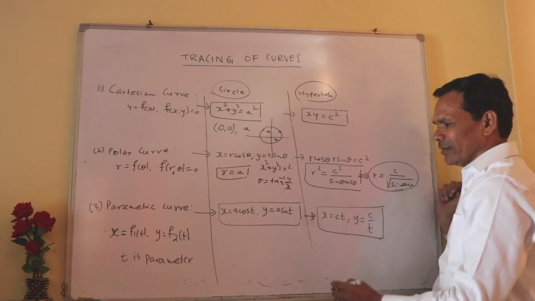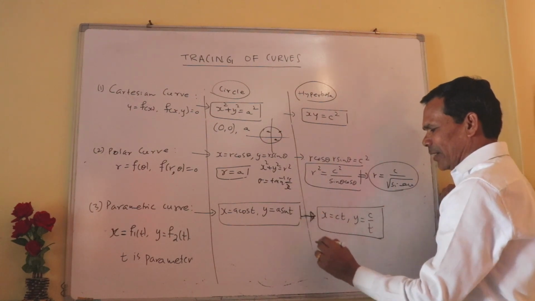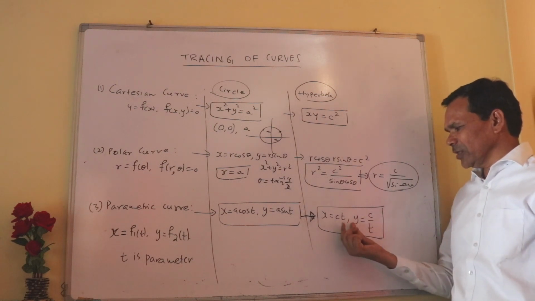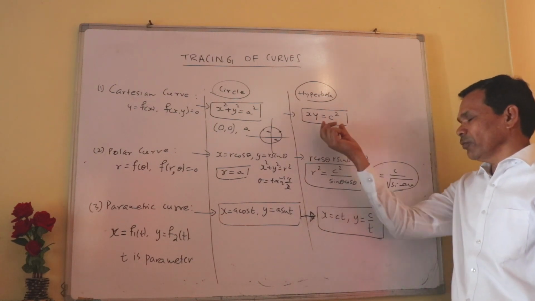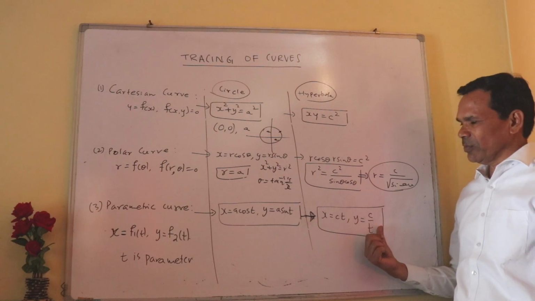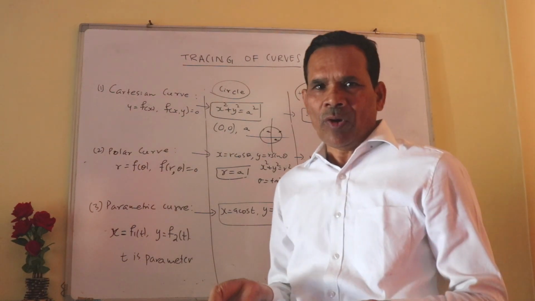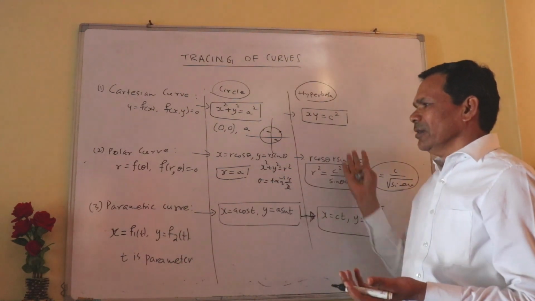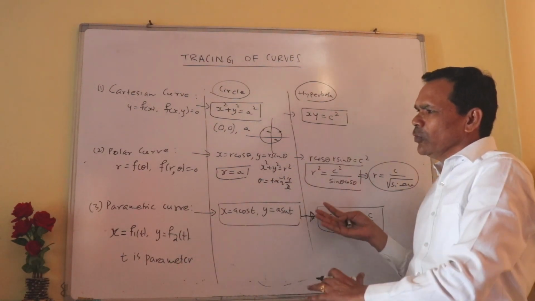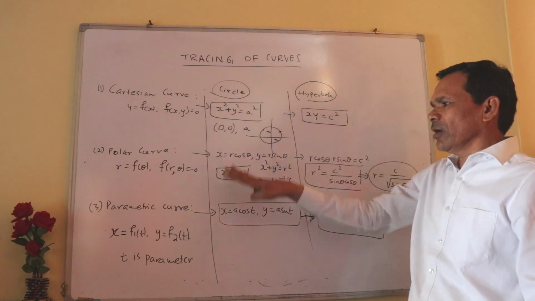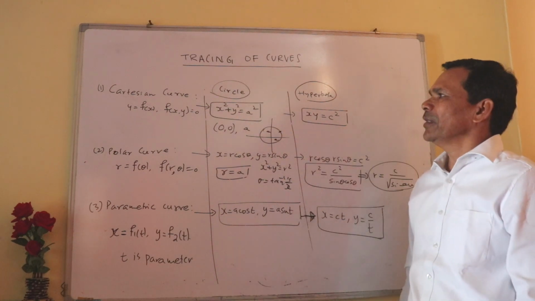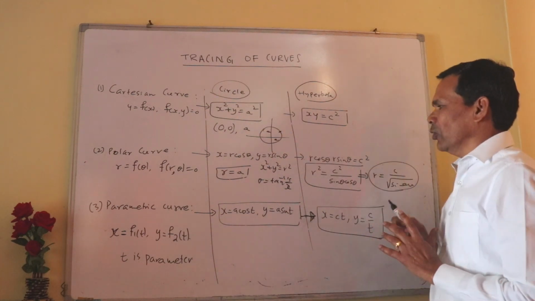Similarly, if you would like to write the parametric equations of the hyperbola, it is x is equal to ct, y is equal to c upon t. If you put that in, the equation must be satisfied. Similarly, you can take other conjugate hyperbolas. You can get these three equations. So you must be able to write the equation of a given curve in any of the forms. That is the first concept here.